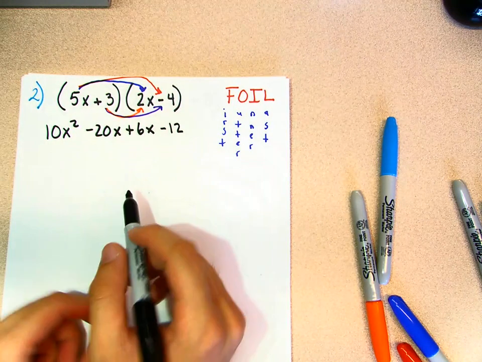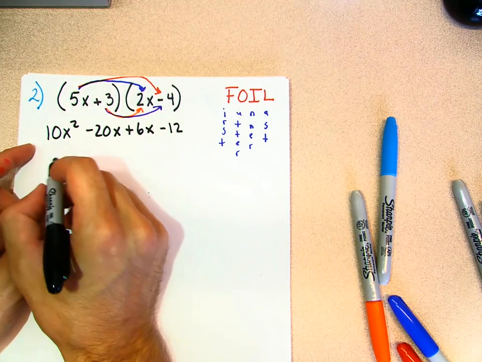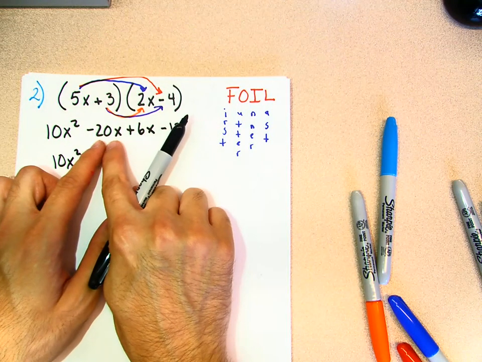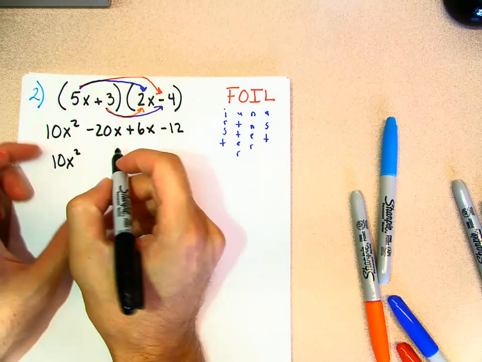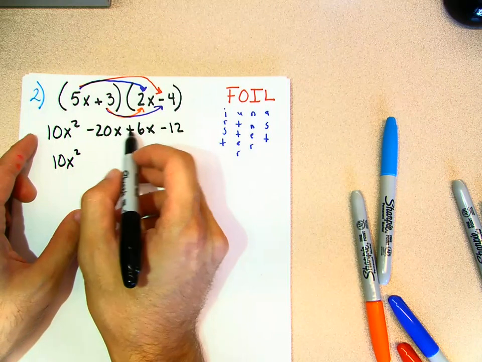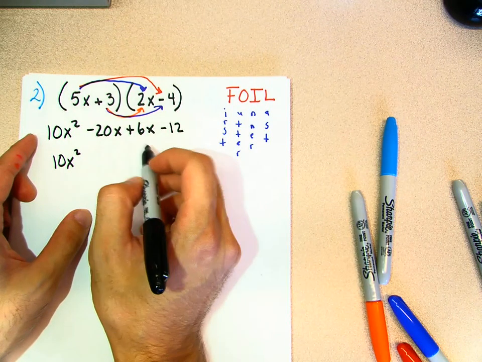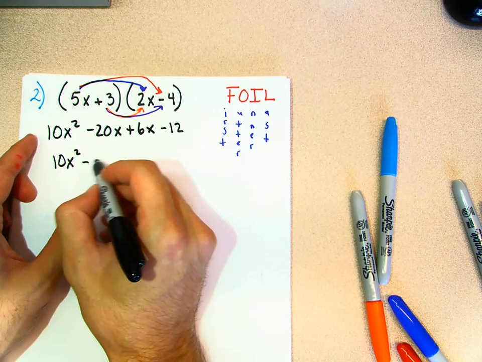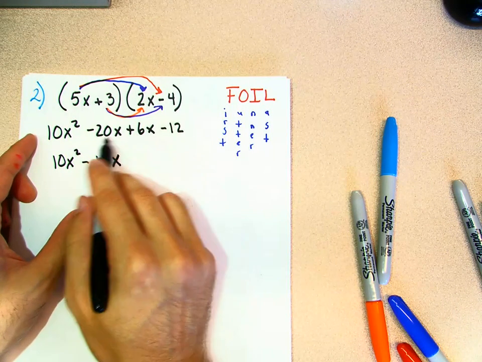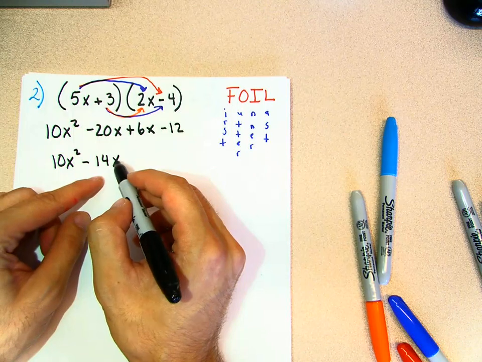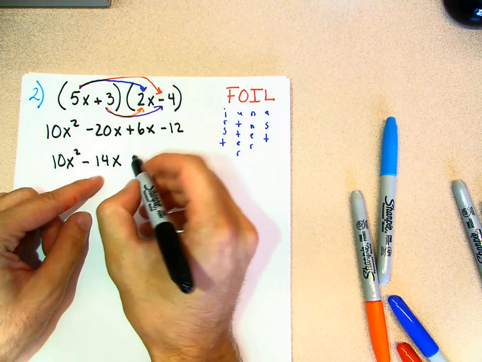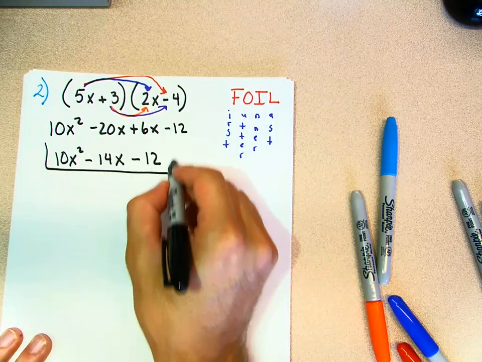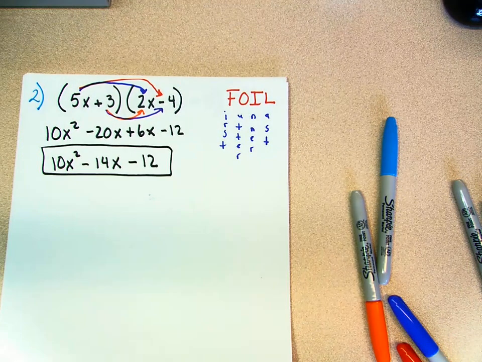We're multiplying. So here, 10x squared stays the same. And then what are the like terms? We can add negative 20 plus 6. I want you to try and do this by yourself before I show you. Pause the video. What will this equal? And if you want to see, it'll be negative 14x. If you got this wrong and you put a different answer, raise your hand and I will help you with this. And that's minus 12. Okay? And this is our solution. Let's go with the next one.